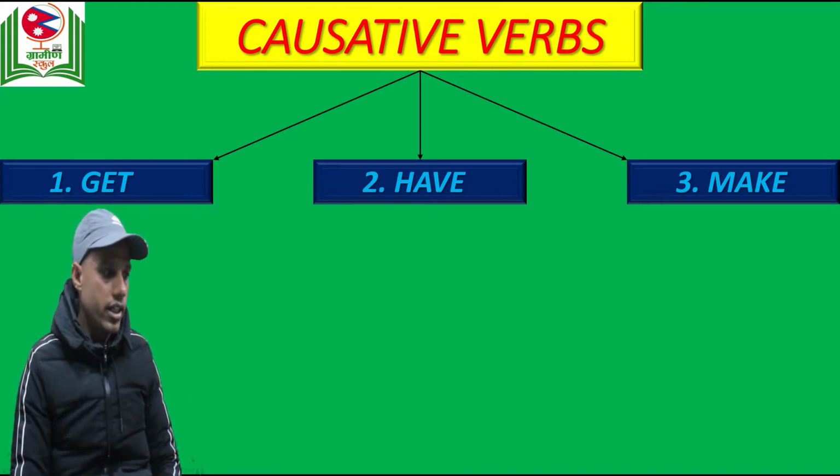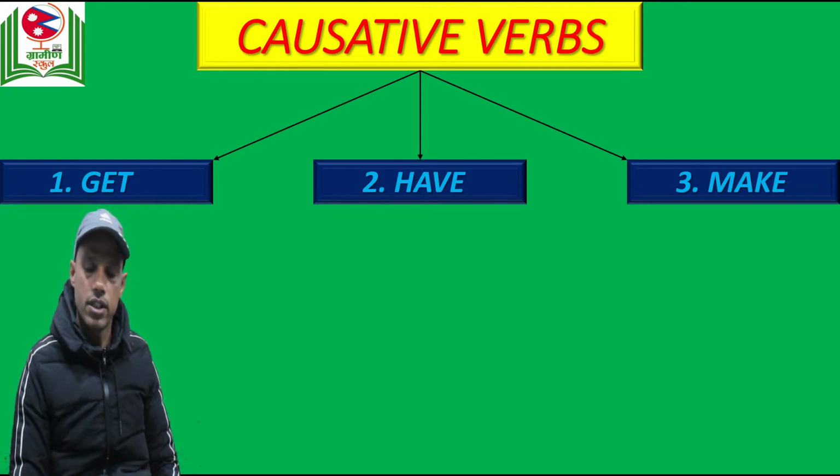You can also see here in the figure. I have mentioned to you the three types of causative verbs. As I already told you, you can see here causative verb get, have, and make. Yes, there are basically three types of causative verbs. Okay, first of all, we'll see some examples and then we'll discuss more about the different types of causative verbs.